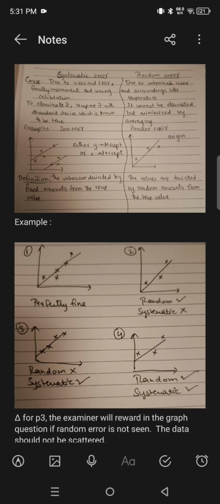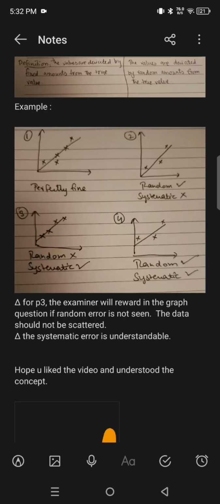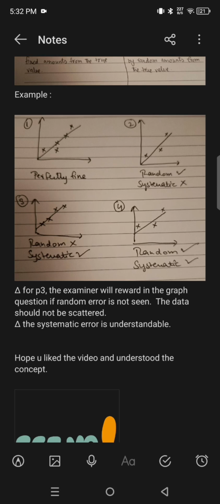So these were the differences between the systematic and random error you are supposed to know and learn. I hope you're taking notes with it as well. Moving on, we have an example related to the random and systematic errors.